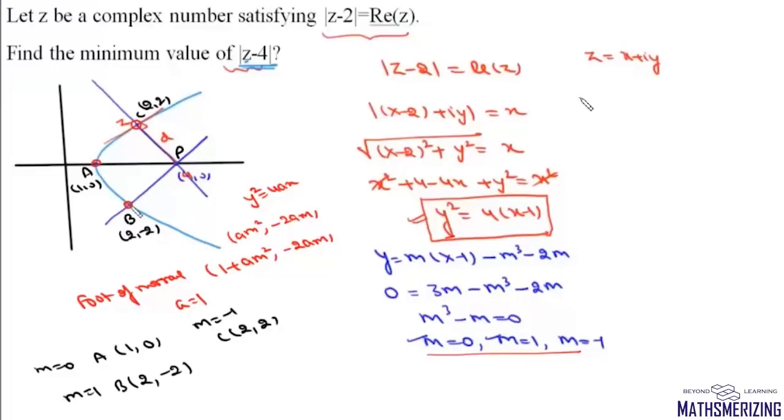So we'll find this AP. This AP is simply 4 - 1 and that is 3. And from symmetry we can say that BP must be equal to CP. And this value will be the square root of 2^2 + 2^2, and that should be 2√2. So the minimum value of |z - 4| will be simply 2√2. And that is the answer to this question.